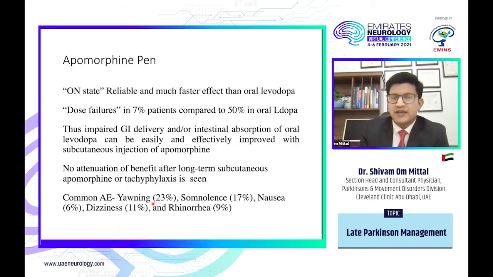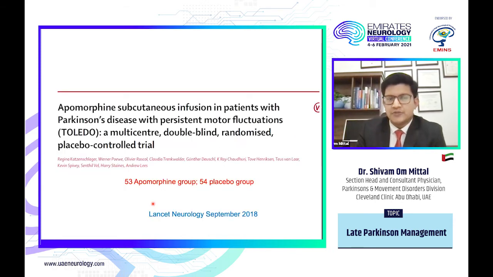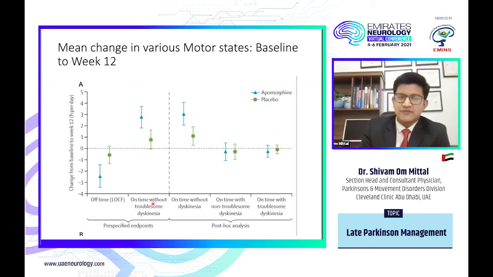And the way the apomorphine pen works, it works very quickly. The absorption is much faster. It's more reliable. And the side effects are mostly yawning, sleepiness, nausea is a very common side effect with apomorphine. Now, the apomorphine pump infusion was proven with the study, the Toledo trial, where they had 53 patients, and they found significant improvement in the on phase and the off phase, and overall the dyskinesias were much better.